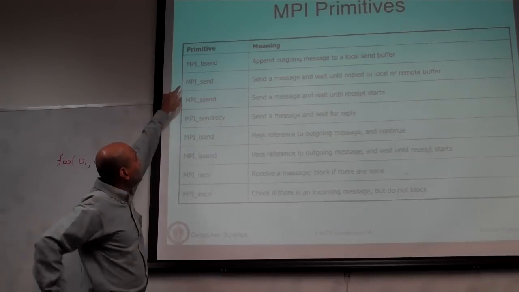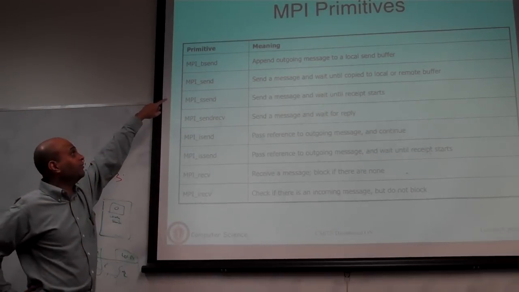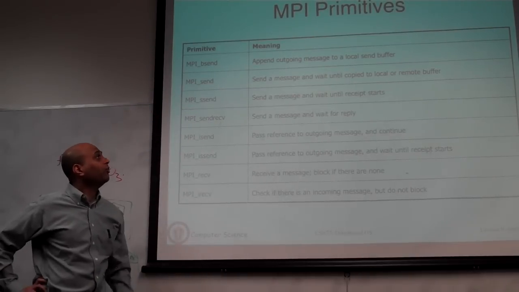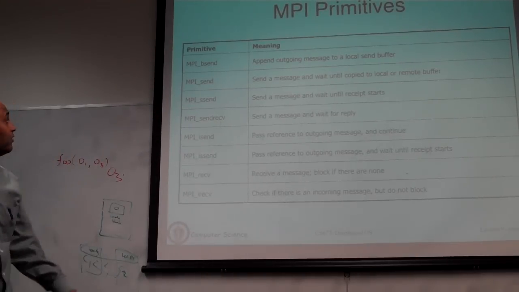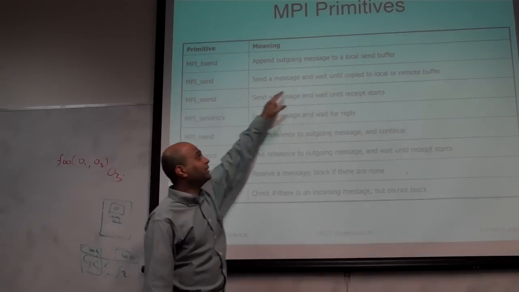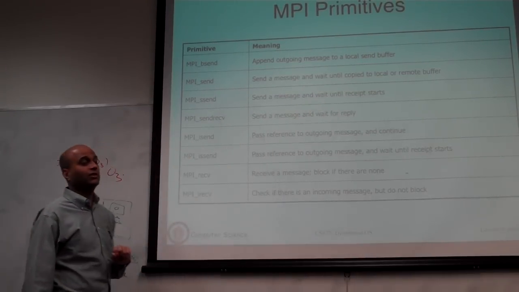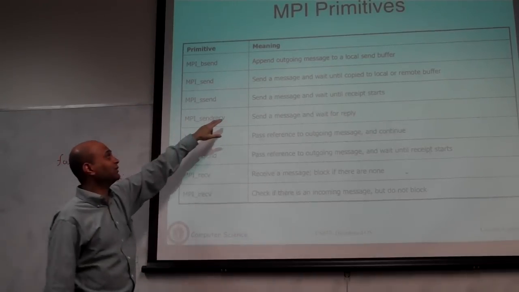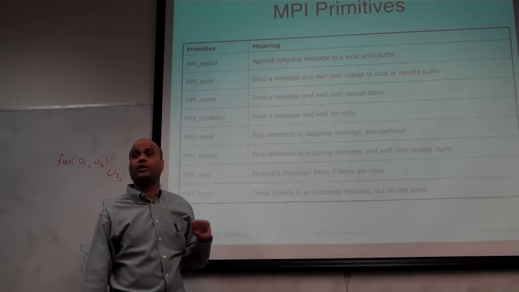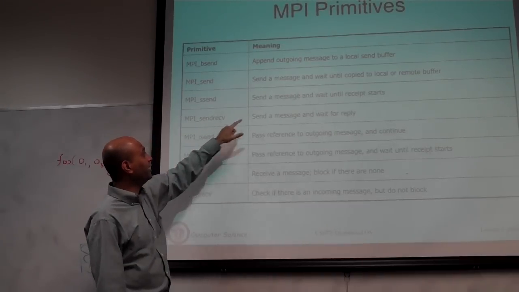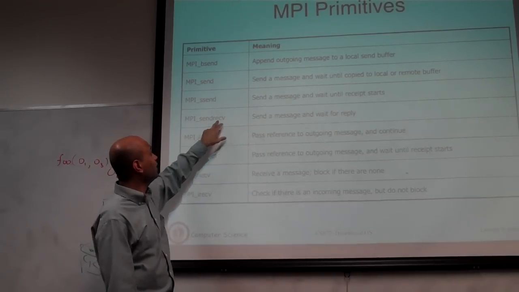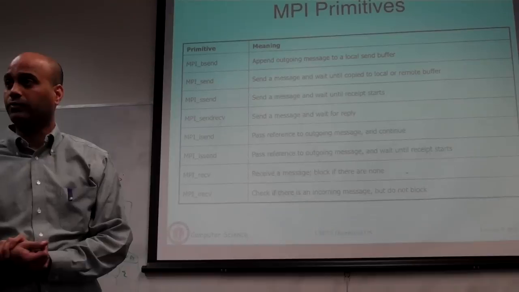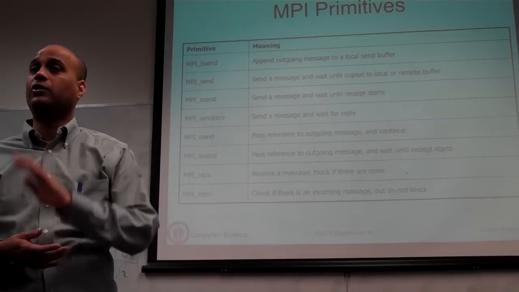So here are the calls that MPI will support. There is something called a bsend call, which says append an outgoing message to a send buffer. There's a send call which says send a message and wait until the message is actually copied to a remote buffer. There is something called ssend, which is send a message and wait until the receipt of that message starts. And sendrecv says send a message and wait for the reply to come back. So there are 4 flavors of a send call.